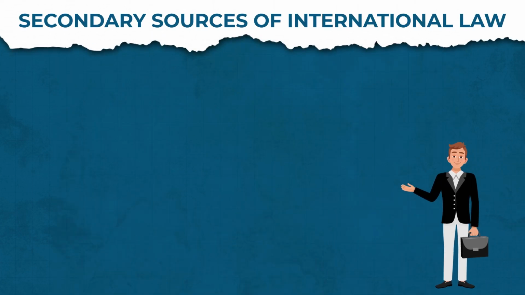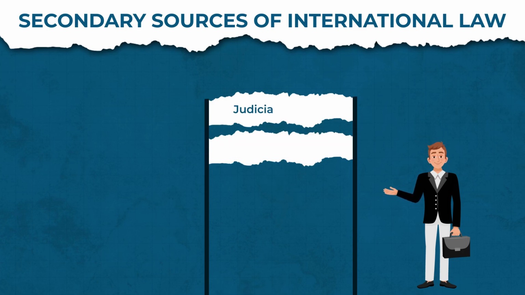Article 38(1)(d) is part of international law's material source, also known as the secondary source. It states that judicial decisions and the teachings of the most highly qualified publicists from various nations also contribute to the formation of international law. Still, they are not binding and are only advisory.